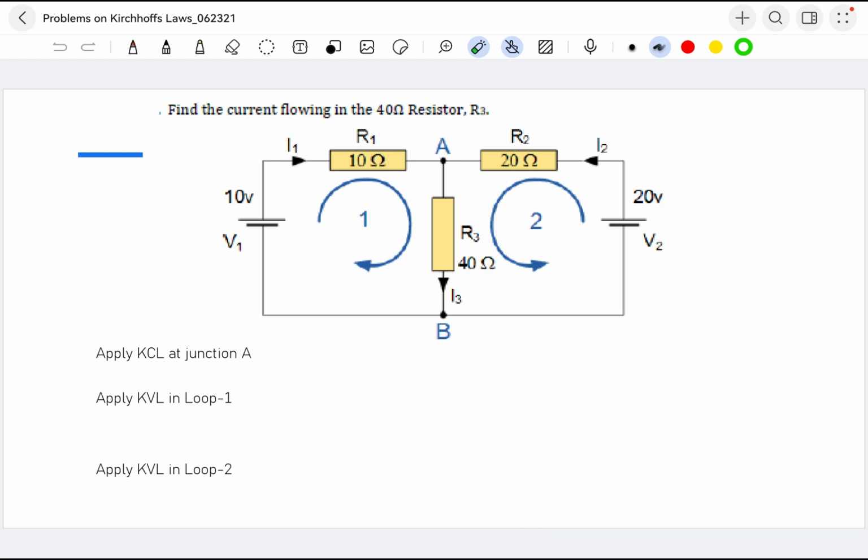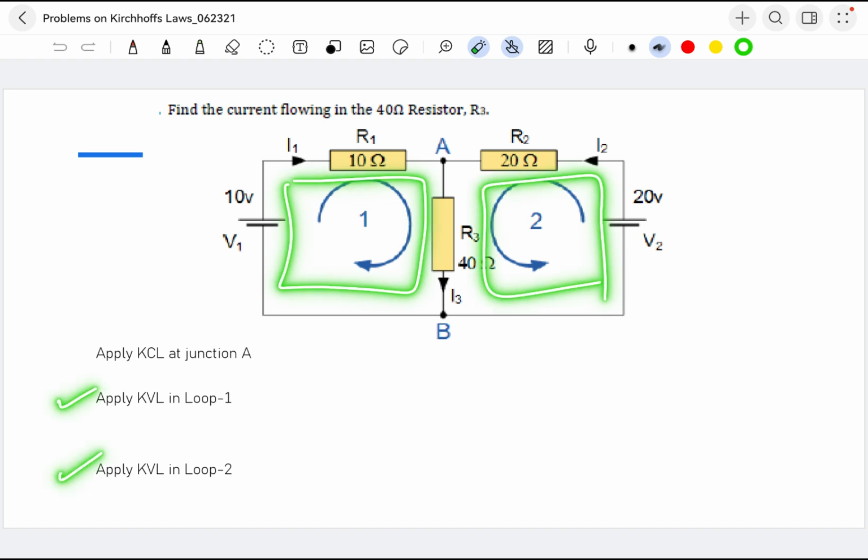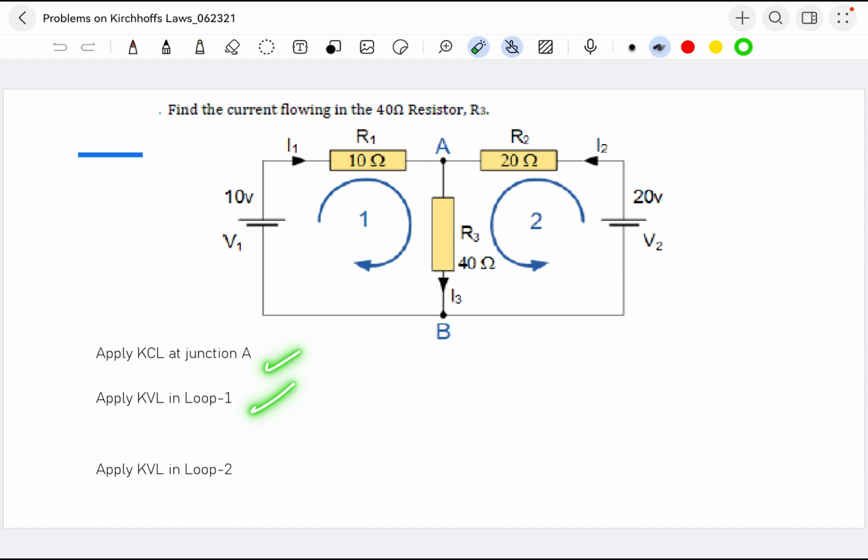Now how to solve this problem? To solve this problem, we have to apply only these laws. First of all, we have to apply the Kirchhoff current law, first law, and then we have to apply the voltage law. For this circuit, as we can see very clearly, two loops are there, one loop here, one loop here. So we can apply the Kirchhoff voltage law 2 times. Total with these 3 steps we can solve this problem.